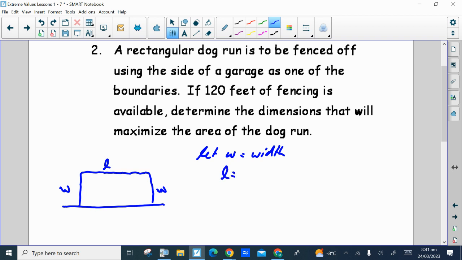And the length, because we have 120 feet of fencing, if you take off the 2 W's from the 120, whatever's left is going to be what's left for the length. So the length would be 120 minus 2W. And now we have an expression for both the width and length in terms of the same variable W. And because we want to maximize area, we need an expression for area, which is length times width, or width times length.